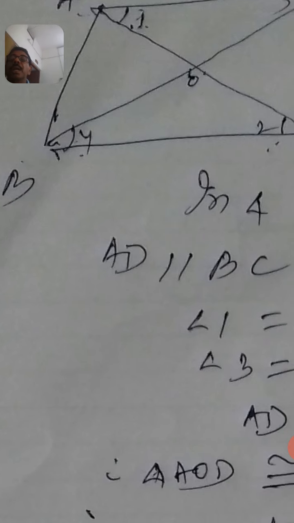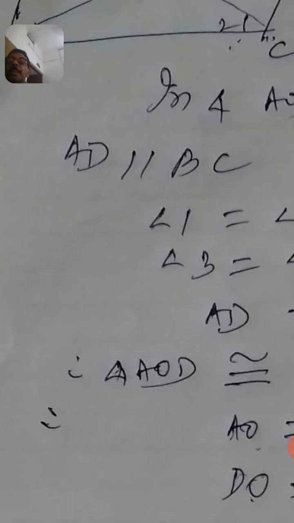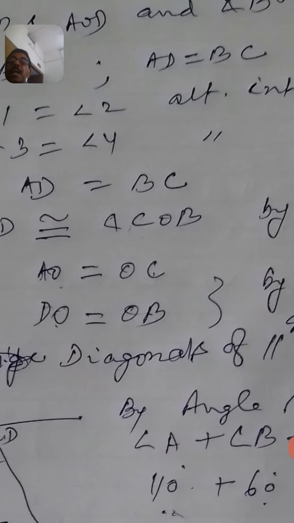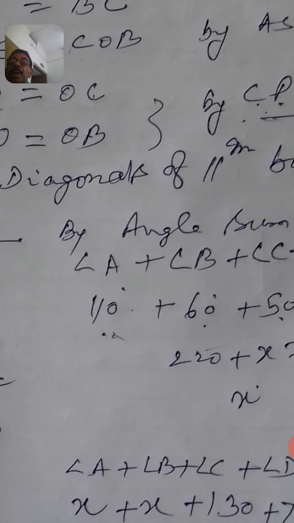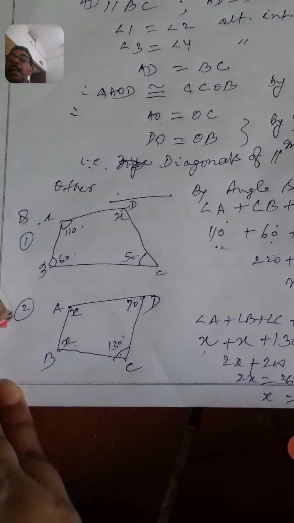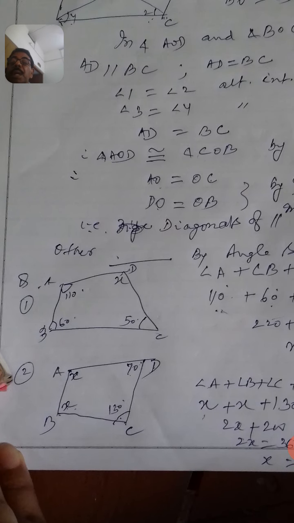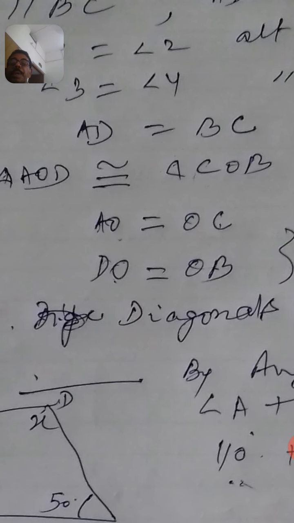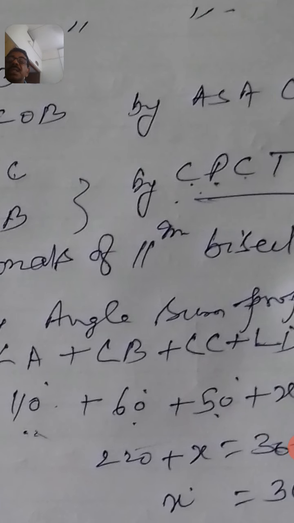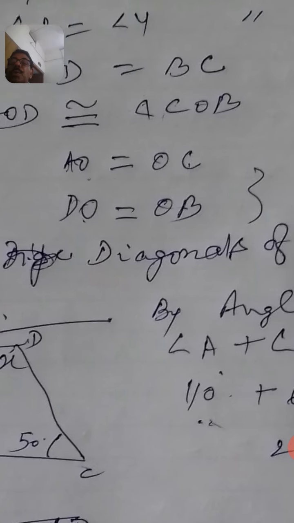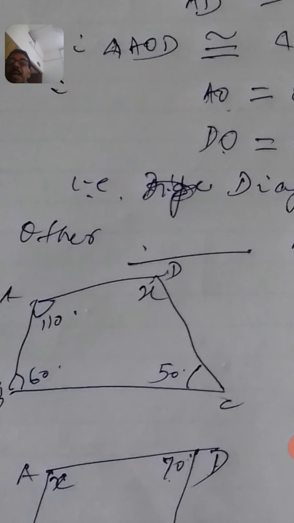So the two triangles are congruent on the basis of the ASA congruence criteria. Then AO is equal to OC and DO is equal to OB. This is by CPCTC, corresponding parts of congruent triangles. So we have proved that the two diagonals bisect each other.